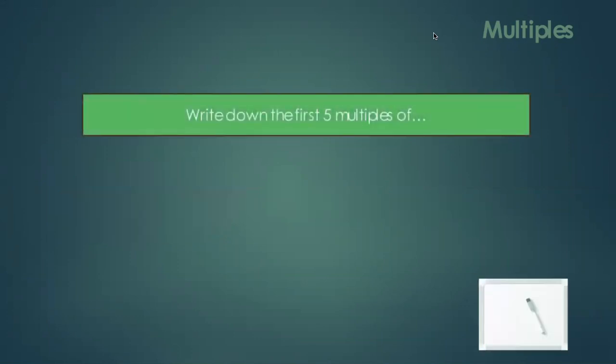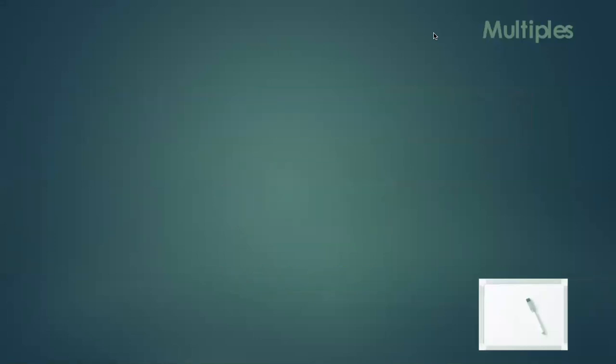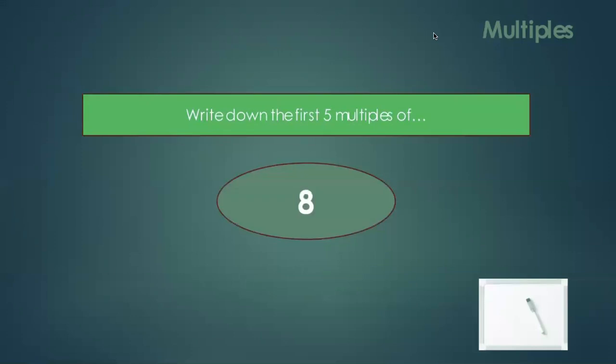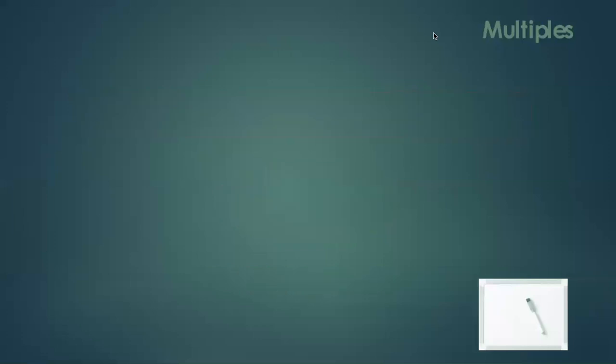So very quickly, can you just write down the first 5 multiples of 6 for me? Pause the video, have a go. You might even be able to do it while I'm talking. Okay, so hopefully you've written down 6, 12, 18, 24, and 30. And how about the first 5 multiples of 8? Okay, so hopefully 8, 16, 24, 32, and 40. Now we're going to skip this one because that's a bit straightforward.